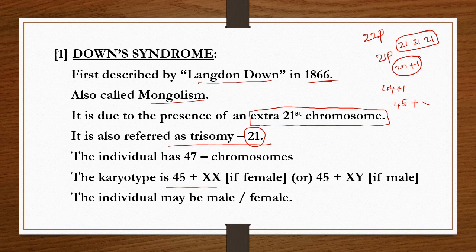If it is male, XY. If it is female, XX. So the karyotype, if it is male, is 45 plus XY. If it is female, 45 plus XX. So the individuals may be male or female.